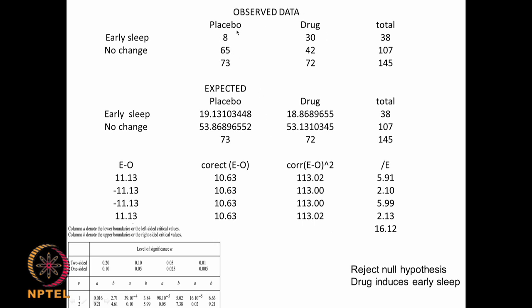Placebo, drug. So, 2 categories, that means I have 1 degree of freedom; early sleep, no change, again degrees of freedom is 1. So, 1 into 1 is 1. So, degrees of freedom here is 1, and for 95% I will get it as 3.84. So, the chi-square statistic is much larger than the chi-square of the table. So, what I can say is I can reject the null hypothesis.